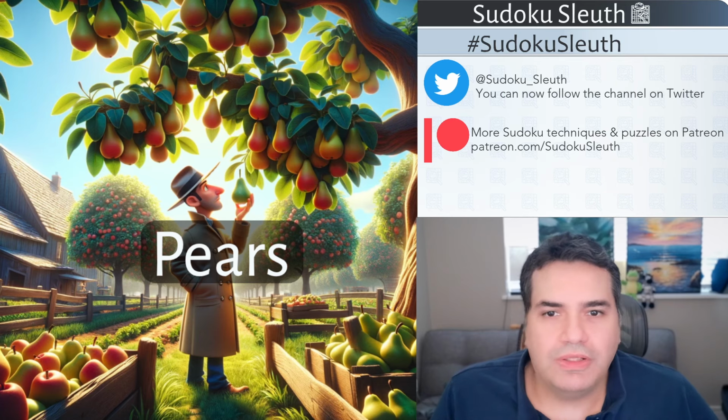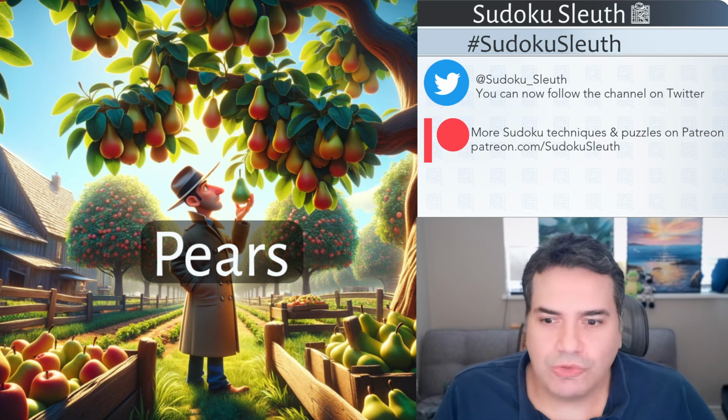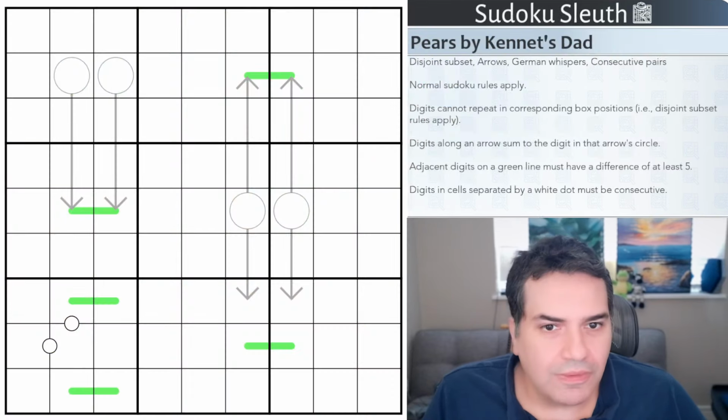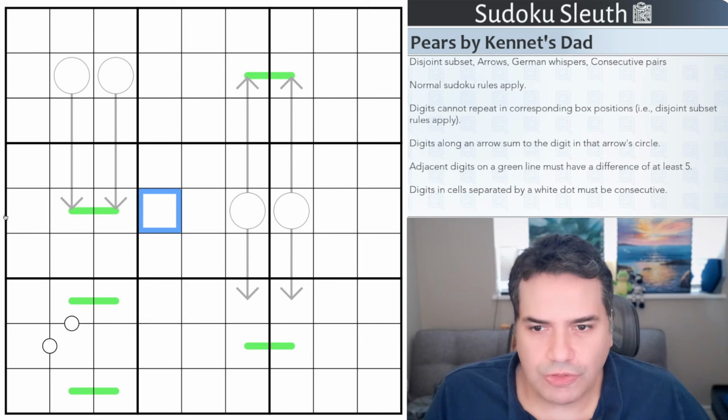I'm not entirely sure I get the significance of why the puzzle is called Pears. But at least the rule set will be fairly straightforward, even if I don't quite get the significance of the title. Speaking of which, let's take a look at that straight away. So we've got Pears, by Kennet's dad. And Kennet's dad, once again, just up front tells you what all the rules are. Disjoint subset, I'll explain what that is in a second. Arrows, German whispers, and consecutive pairs. Maybe it's a play on consecutive pairs? Who knows? So first off, normal Sudoku rules apply.